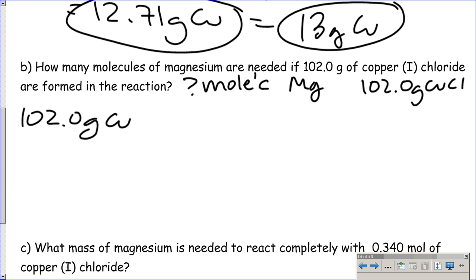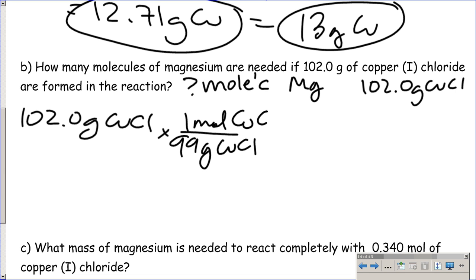102.0 grams of copper chloride. What do you want to get? Or sorry, you don't care about grams. Moles. Give me the moles. 63.55 plus 35.45. 99. 99 grams of copper(I) chloride is equivalent to 1 mole of copper(I) chloride.